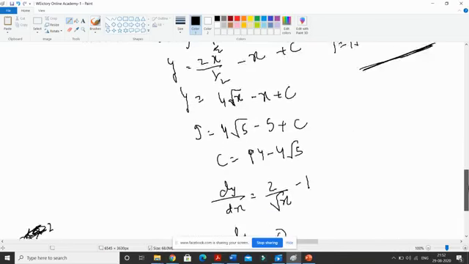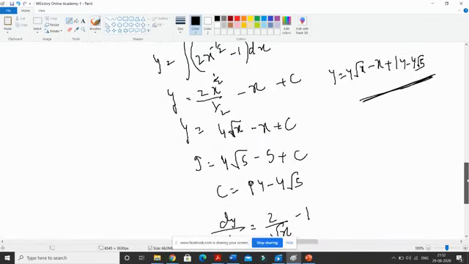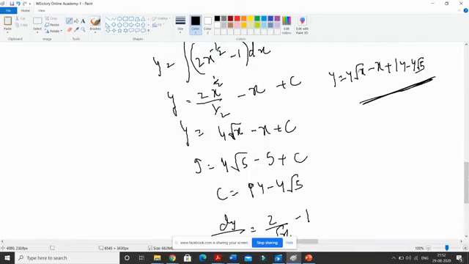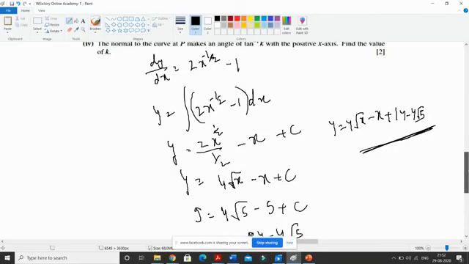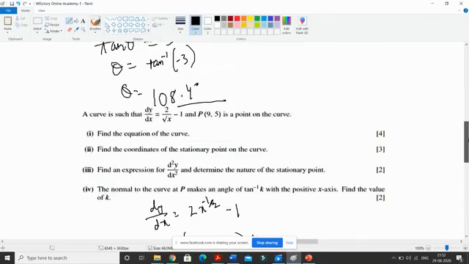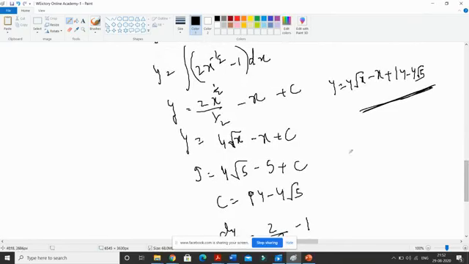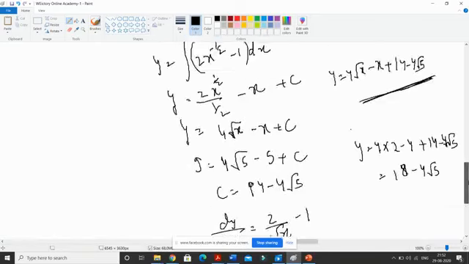So x is equal to 4. So if x is 4, what is the y? Y you can find it from here. So y will be 4 into 2 minus 4 plus 14 minus 4 root 5. So that is 8 minus 4 is 4. 4 plus 14 is 18. 18 minus 4 root 5. That will be the y coordinate.